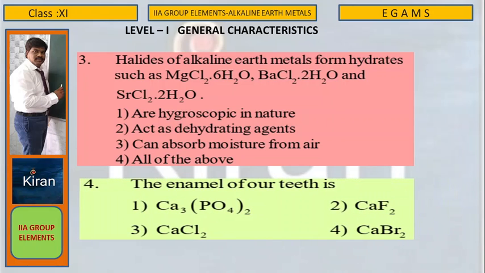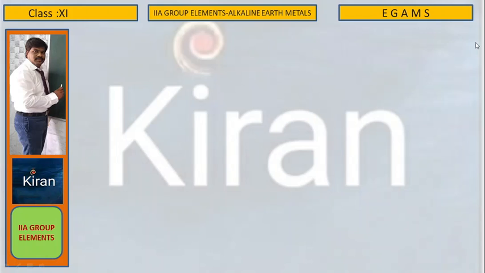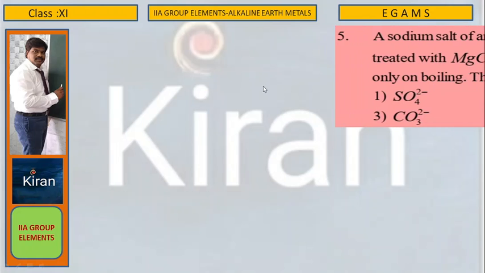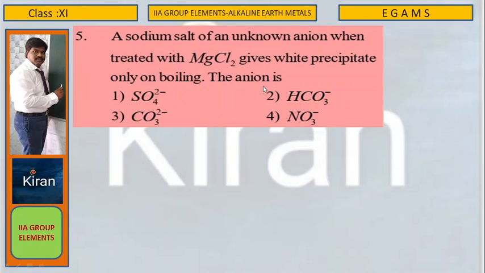The enamel of our teeth is prepared by which of the compounds? Calcium phosphate, calcium chloride, calcium fluoride and calcium bromide. Right. Calcium phosphate is in that. Next, a sodium salt of an unknown anion when treated with magnesium chloride gives a white precipitate only on boiling.